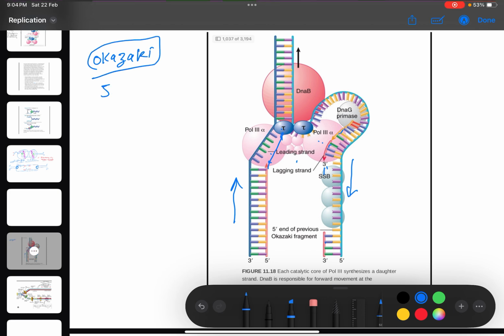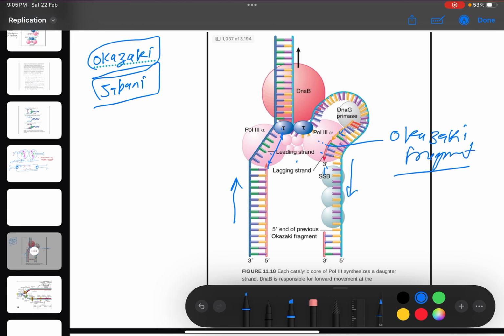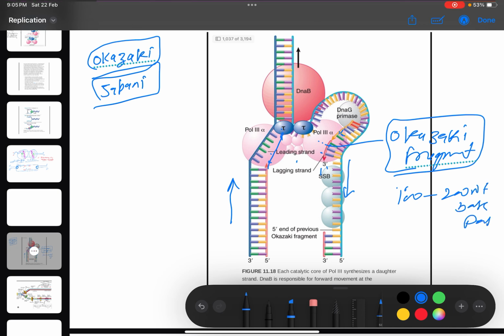This condition of formation of the leading and lagging strand was discovered by Okazaki. Okazaki, a Japanese scientist, called these small fragments Okazaki fragments. An Okazaki fragment contains a DNA strand of 100 to 200 nucleotide base pairs.